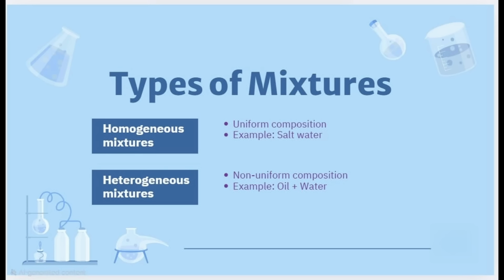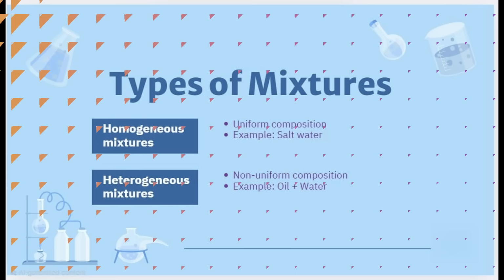There are two types of mixtures. Homogeneous mixture. They have uniform composition. Example: salt water. Heterogeneous mixtures. They have non-uniform composition. Example: oil plus water.